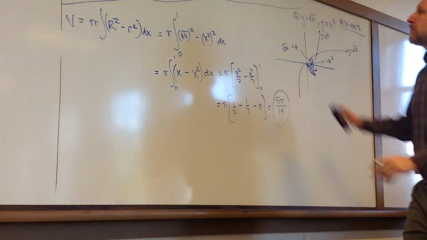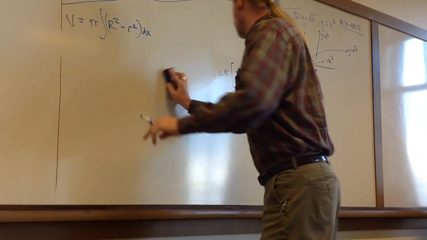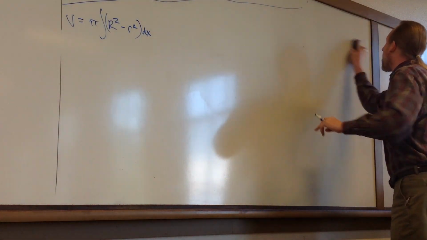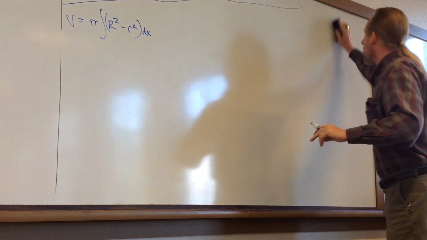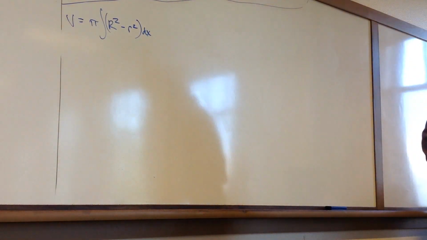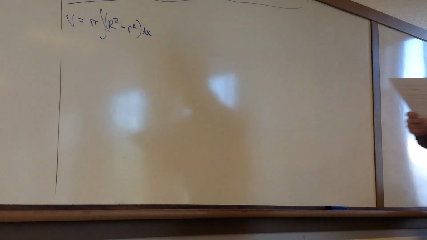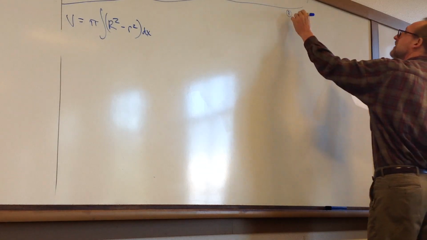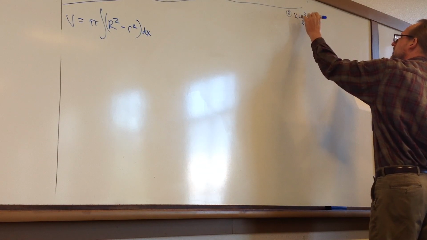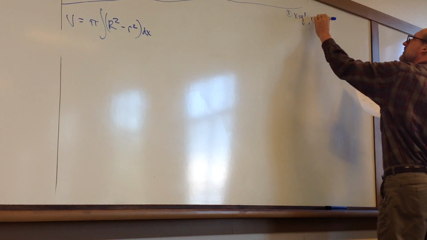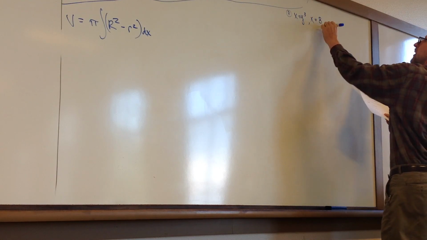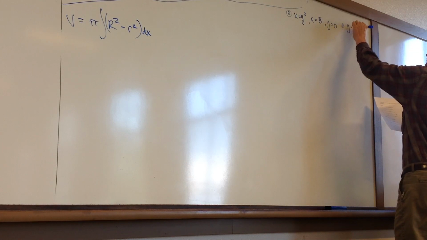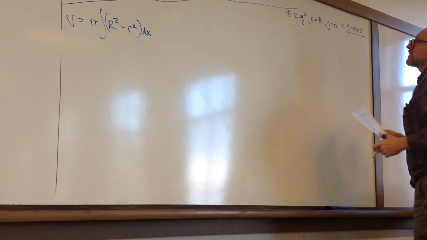Let's take a look at problem 8. Let's see, we'll leave that formula there. Okay, problem 8, we've got x equals y cubed, x equal to 8, and y equal to 0, and here we're going about the y-axis.